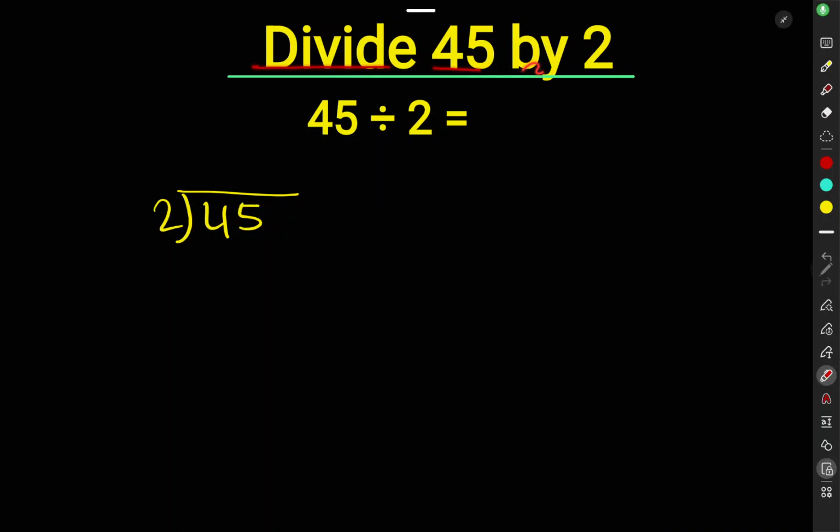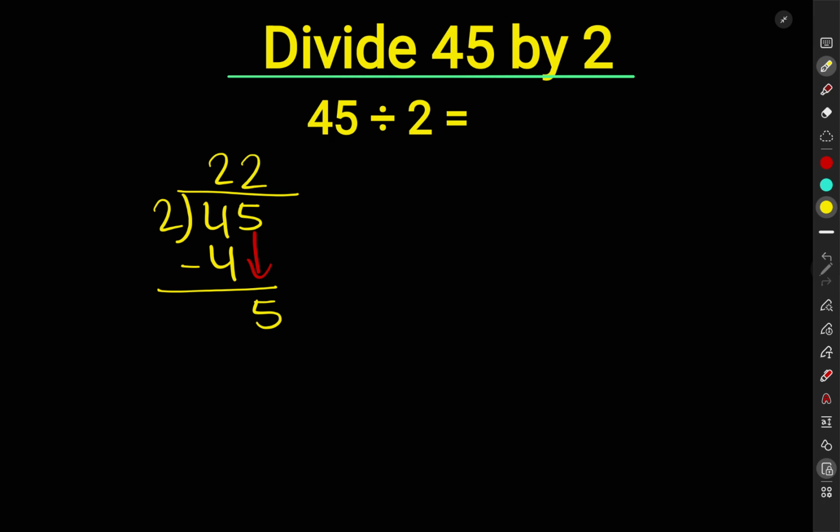Divide 45 by 2. So here we divide 45 by 2 in a long division method. So 2 times 2 means 4. On subtracting we get 0. So now this 0 is less than 2. So we put down the number beside this, 5, and we can remove this 0.